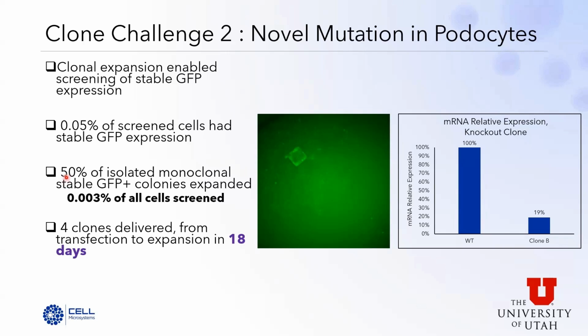Over 50% of the isolated monoclonal stable GFP colonies expanded, which translated to 0.003% of all the cells screened. So again, finding that needle in a haystack with any other method would be nearly impossible. We were able to deliver 4 clones from transfection to expansion to our Clone Challenge awardee in only 18 days.